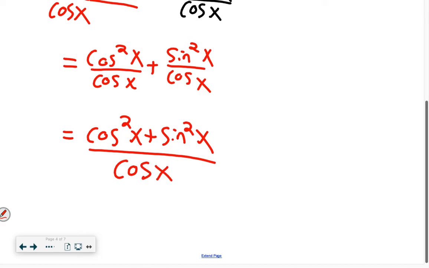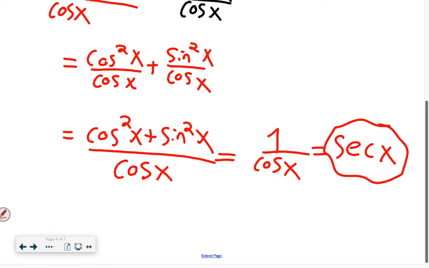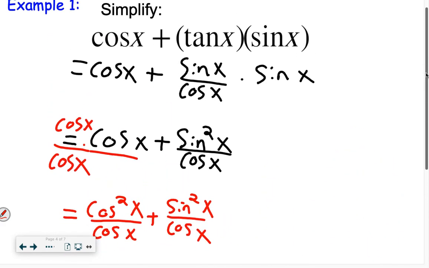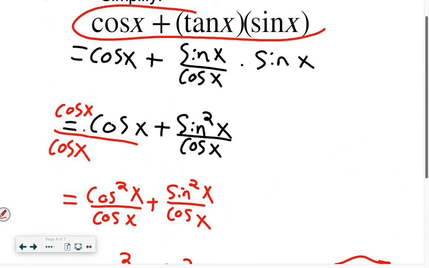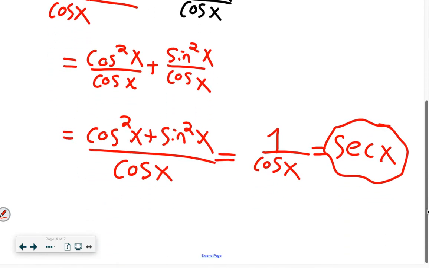Oh, well then look at your first Pythagorean identity. Sine squared of x plus cosine squared of x equals 1. So our numerator, or the top of the fraction, is just 1. So it equals 1 over cosine of x. Sorry, 1 over cosine of x equals secant of x, right? And that would be your answer. We just did some algebra, used some identities, and we went from this monstrosity up here, and we found that that equals secant of x.